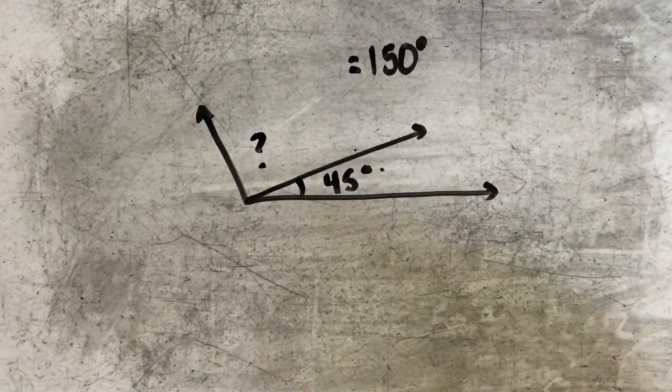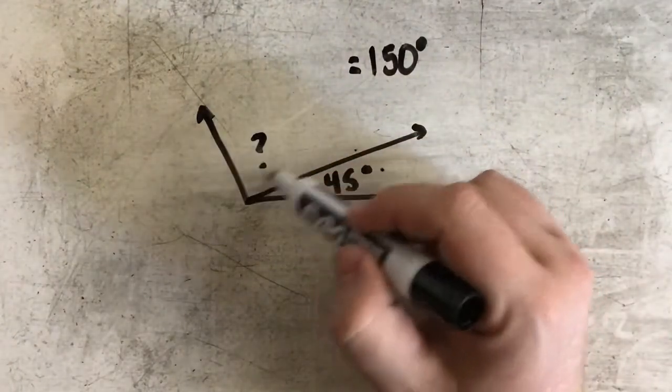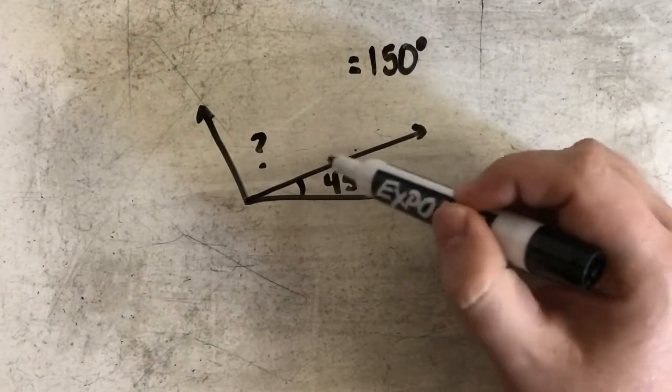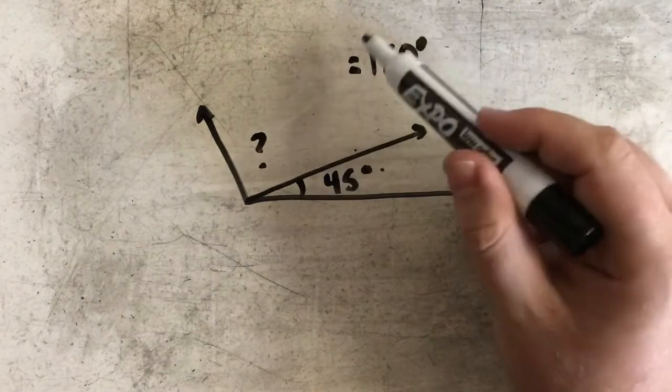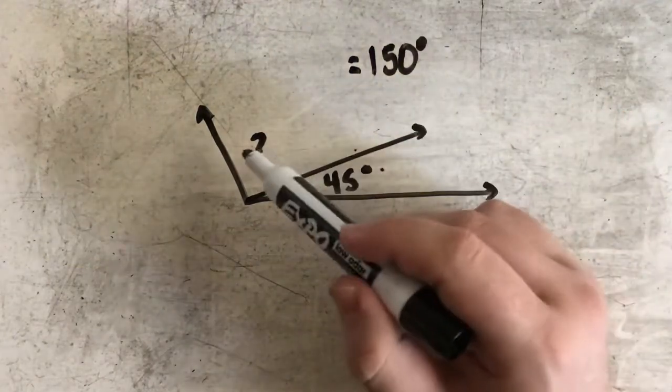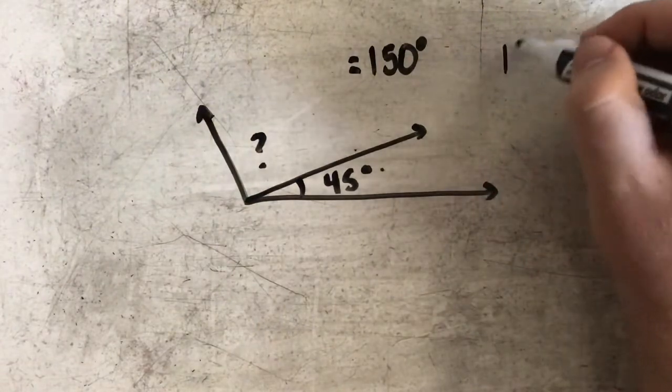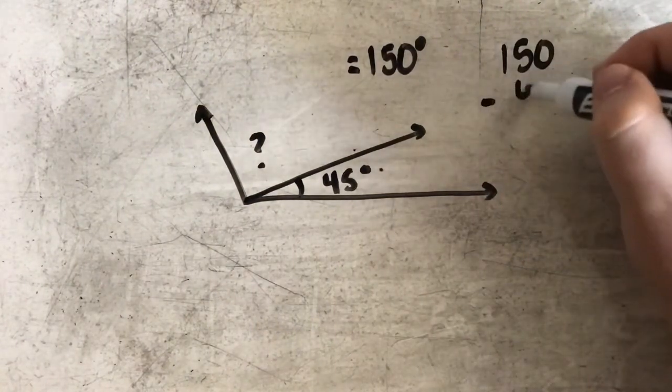and I want to know what this angle is going to equal. Well, in order to find this missing angle here, I'm going to take the piece that I do know, which is 45 degrees, and I'm going to subtract it from the total measure of the entire angle, which is 150 degrees. So 150 minus 45.